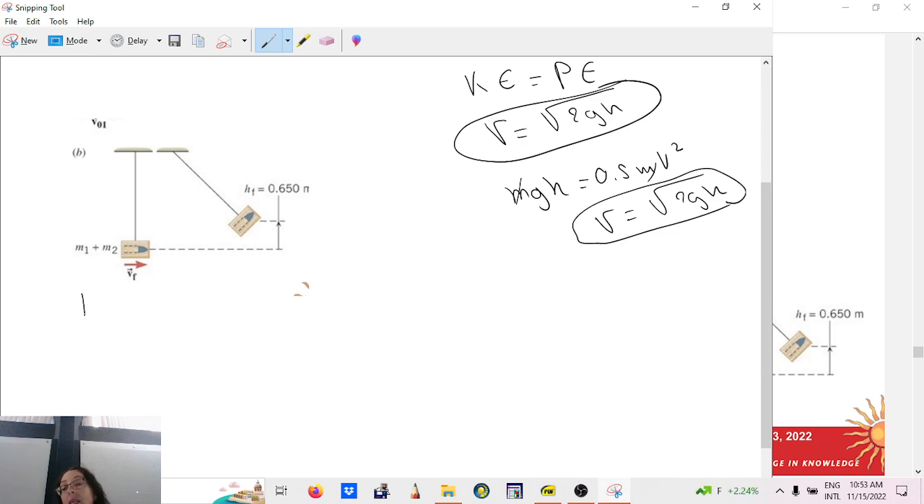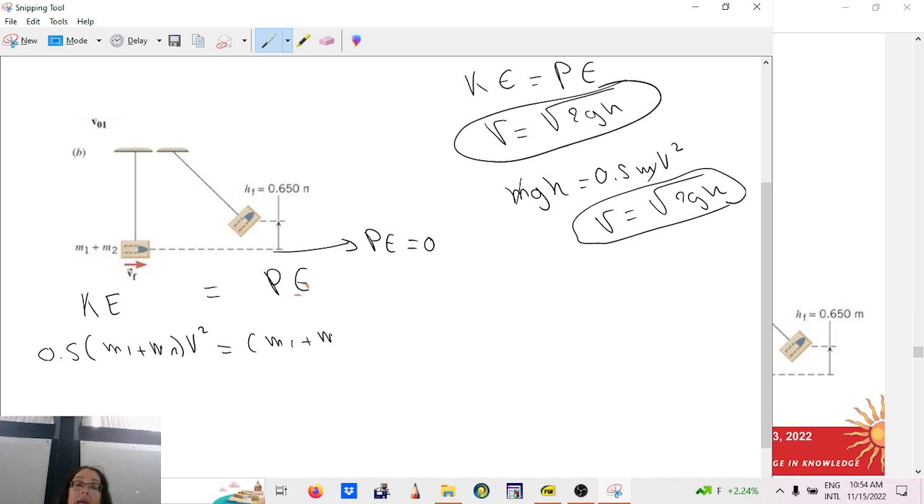So conservation of energy: here I just have kinetic energy equals potential energy. I have to decide where the potential energy equals zero, and the easiest way for me is to take the potential energy equals zero here. So kinetic energy here is 0.5 (m1 plus m2) v squared equals (m1 plus m2), it's one system, g times the height. And look what's going to happen: I don't have to worry about the mass. That's what I was telling you here. And I can say v, the velocity, equals the square root of 2gh. Are you with me on that?